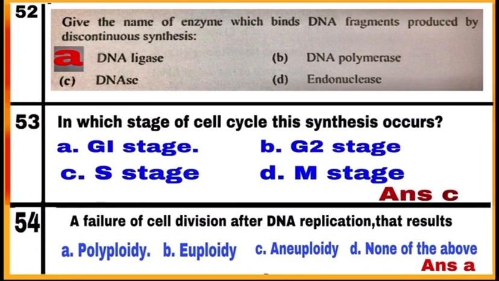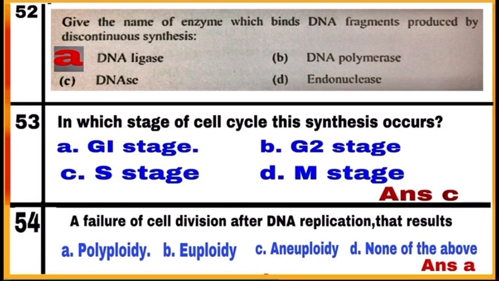Question 52. Give the name of enzyme which binds DNA fragments produced by discontinuous synthesis. Enzyme DNA ligase binds DNA fragments produced by discontinuous synthesis. So here mark A as a correct answer. Question 53. In which stage of cell cycle this synthesis occurs? This synthesis occurs in S stage of cell cycle. So here mark C as a correct answer.